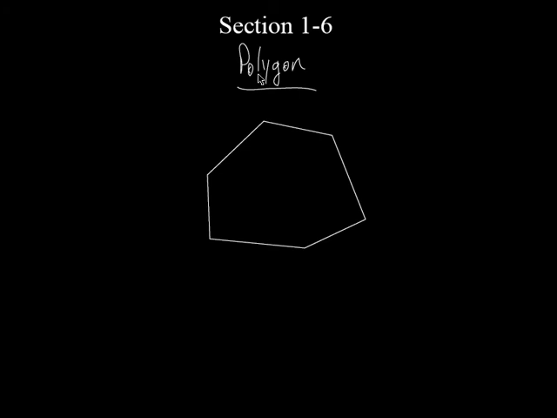Basically, polygon means many angles. Poly means many, okay? You've probably heard that prefix before, haven't you? And the gon is talking about angles. So it's many angles. But it's more than just many angles. It's specifically line segments that connect at the endpoints, and it's a closed figure. All right, there's no curves around it.